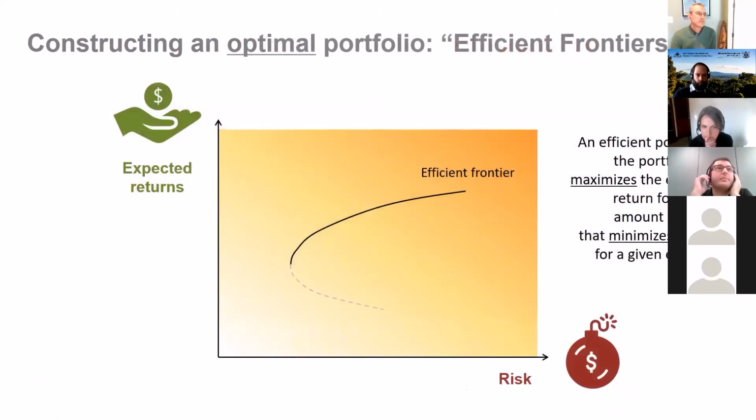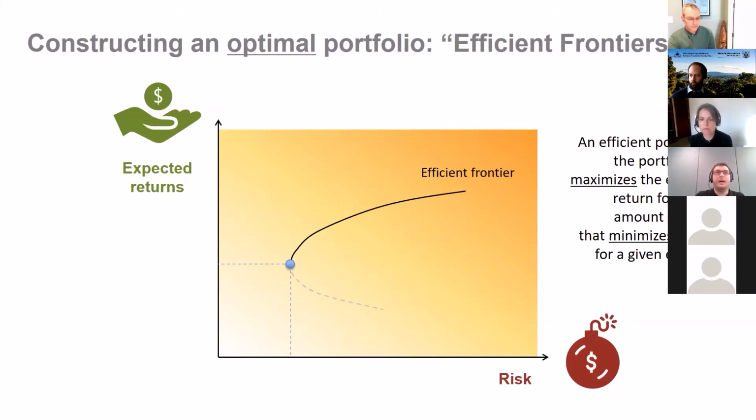Okay, but there's a difference between constructing a portfolio and constructing an optimal portfolio, okay? And to construct optimal portfolios, we need to have in mind a concept that is called efficient frontiers. So graphically, an efficient frontier looks like this, okay? Any point along this line, any portfolio that you create that falls along this line, is arguably an efficient portfolio. And here we have the definition of an efficient portfolio. It's a portfolio that maximizes the expected return for a given amount of risk, or that minimizes the risk for a given expected return. Okay, the efficient frontier really represents the optimal trade-offs between expected returns and risk.